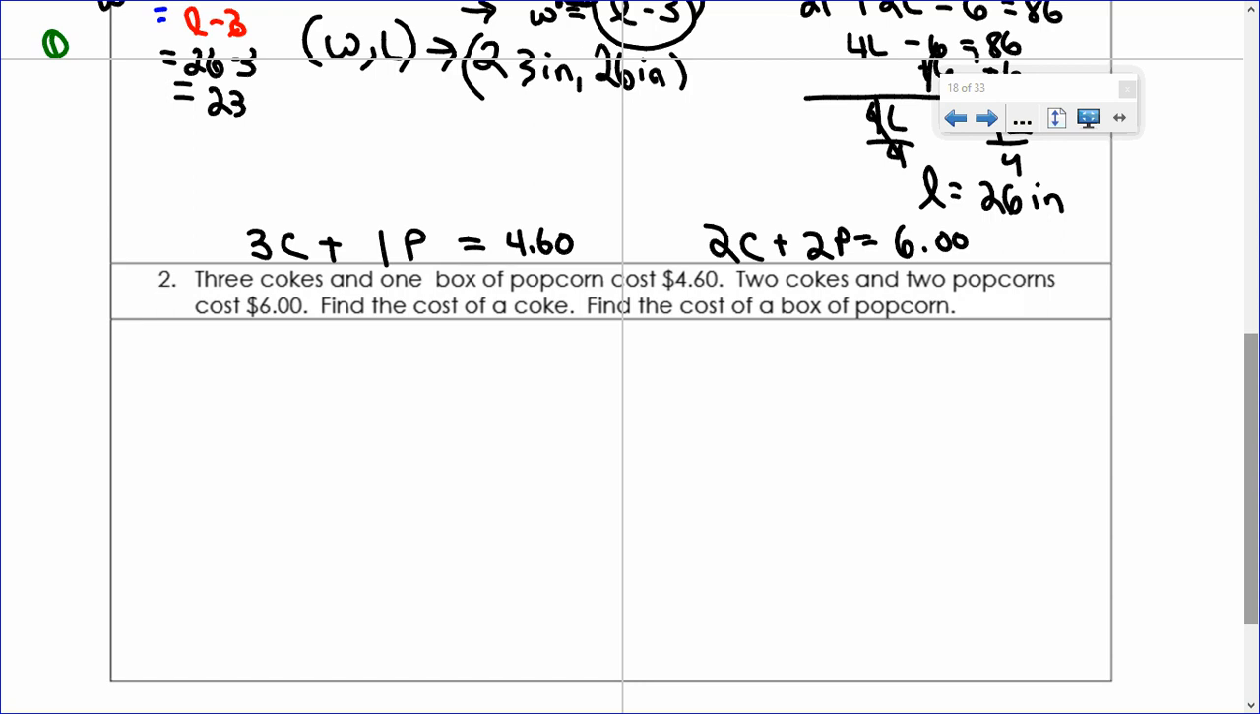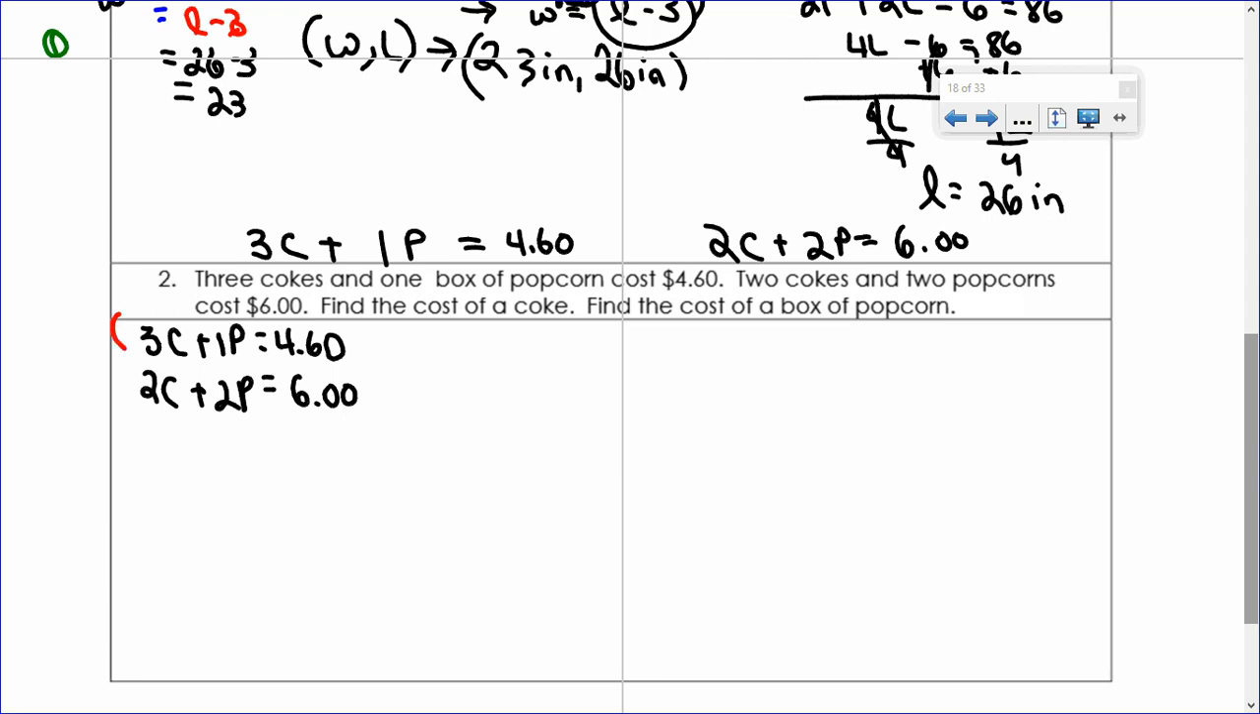All right, so I'm going to write my equations down here. 3C plus 1P equals $4.60. 2 C's plus 2 P's equals $6. So we need to pick a variable. We need to pick a method for solving this. I say elimination because variables are on both sides. We could use substitution, but it means work that we don't really want to do.